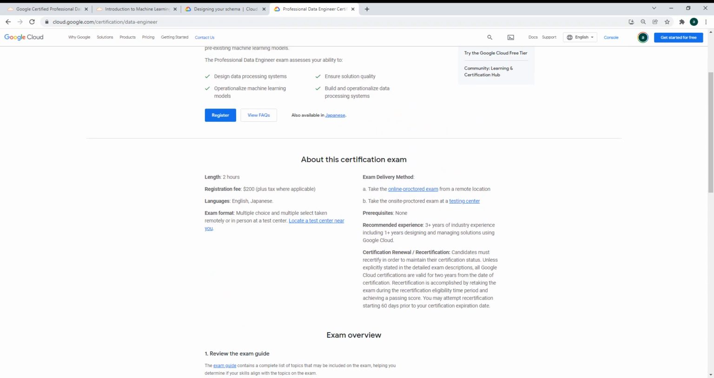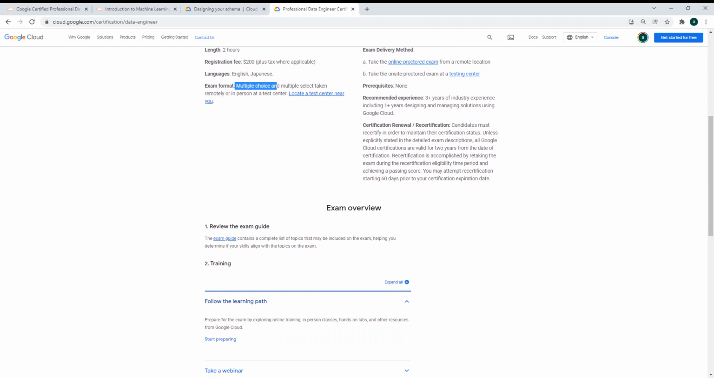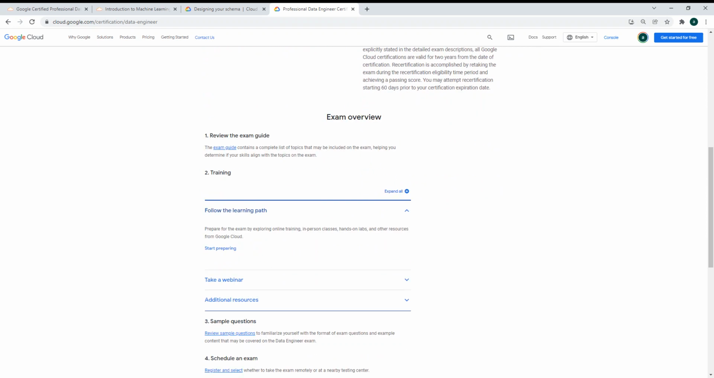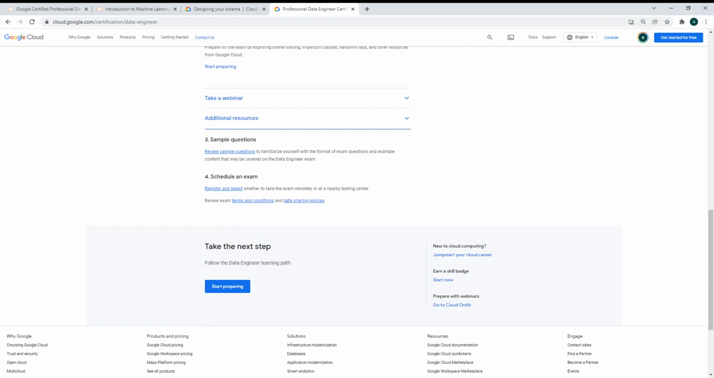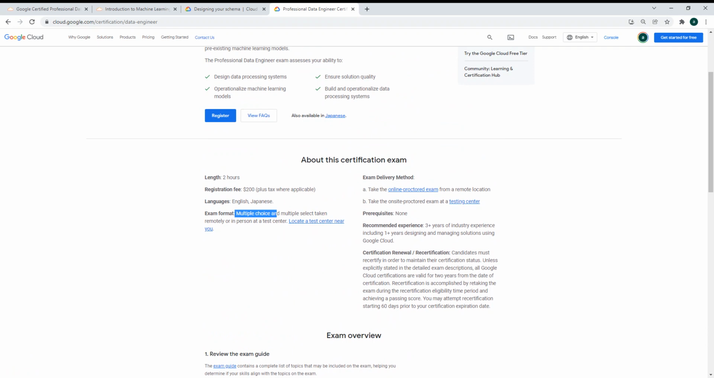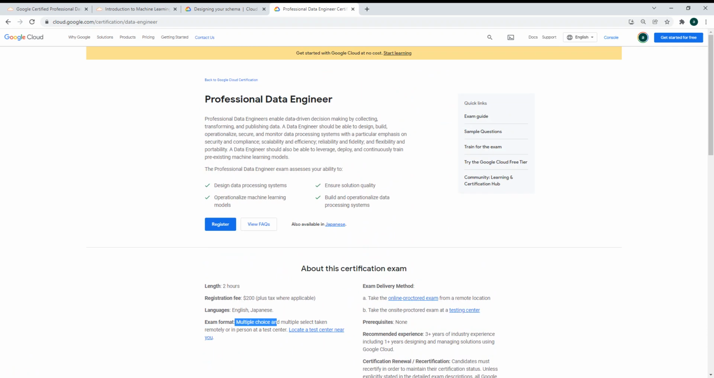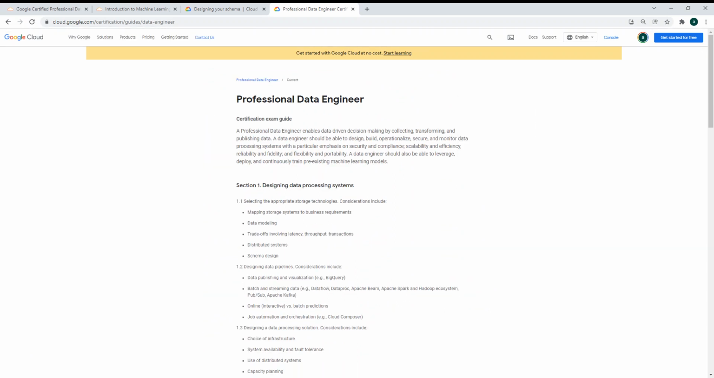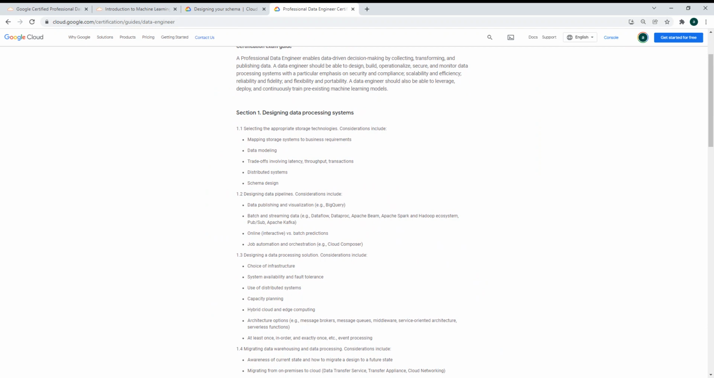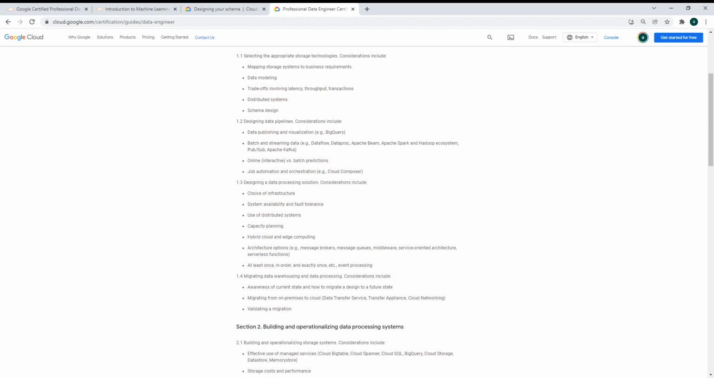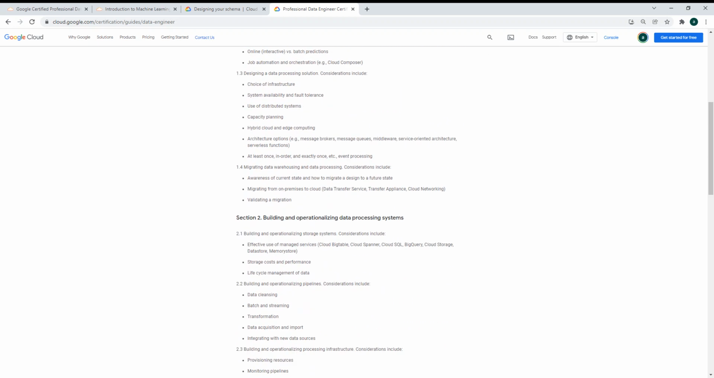It mentions how much the fee is, what the duration of the exam is, and that there are generally multiple choice questions, around 50 to 60 questions, which generally come in every Google exam I have given. I have given around five Google exams. So you can go through what can be covered in it. This is the exam guide. It mentions what topics will be covered in the exam and what you need to study, in detail, section wise.